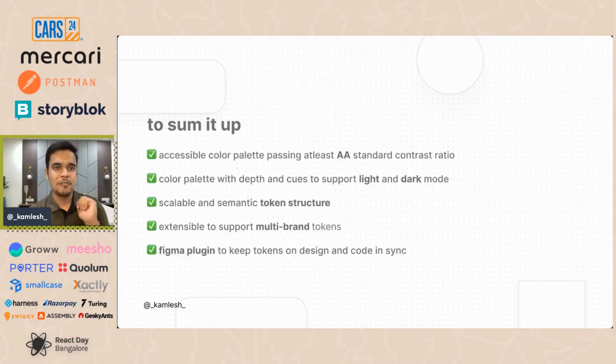To sum it up, what all we have now: accessible color palettes. All of them are passing at least AA contrast ratio. We have a color palette with proper depth and cues, which helps us to support light and dark mode.